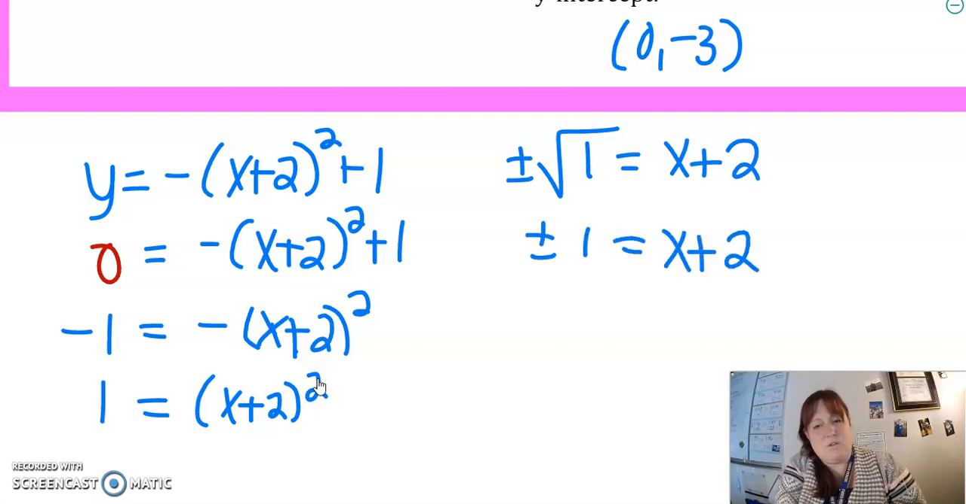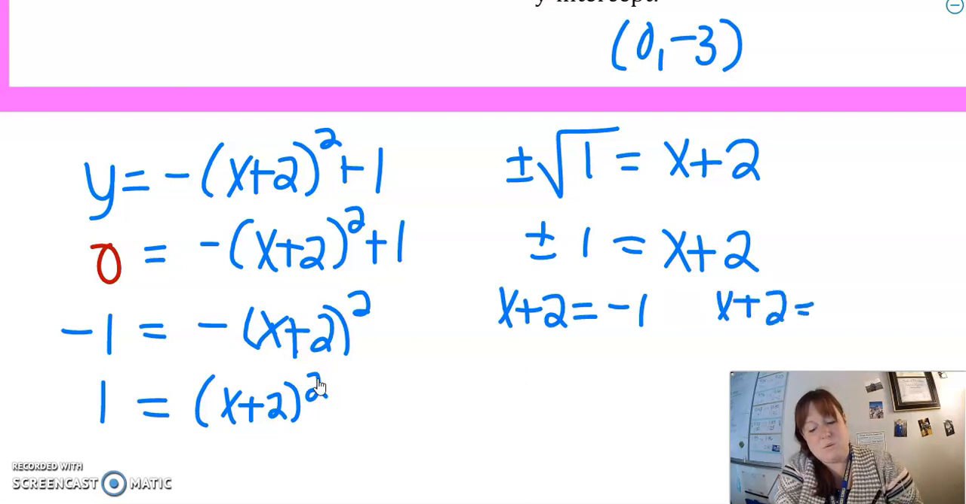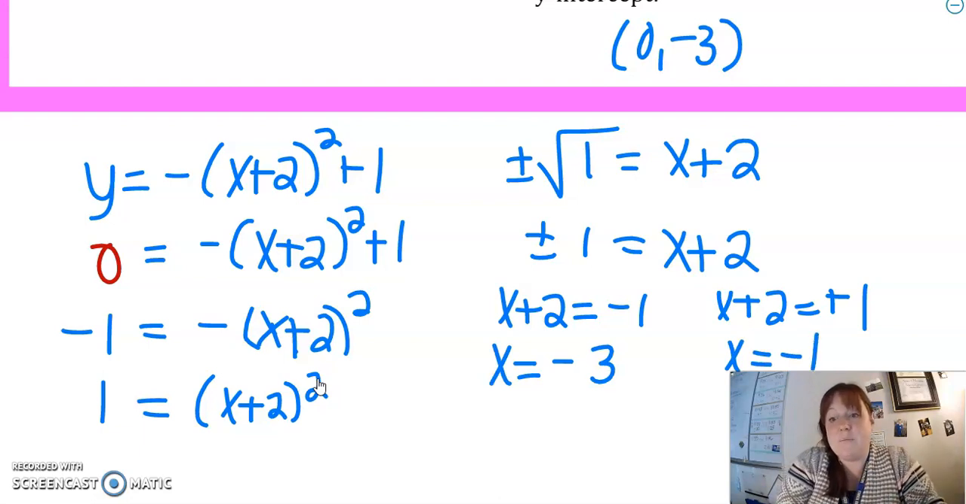And then I take the square root of both sides, so I have the square root of 1 equals x plus 2. And remember, the square root of 1 is plus or minus 1. Since I took the square root, I have to have that plus or minus, because whenever you take the square root of a number, you could have the positive or the negative, right? Because positive 1 squared is 1, and -1 squared is also 1. So I have x plus 2 equals -1, or x plus 2 equals +1. So I can solve that. I subtract 2 from both sides, so I have x equals -3, or x equals -1. So that's the way I could find it from the vertex form. That gives me the zeros.